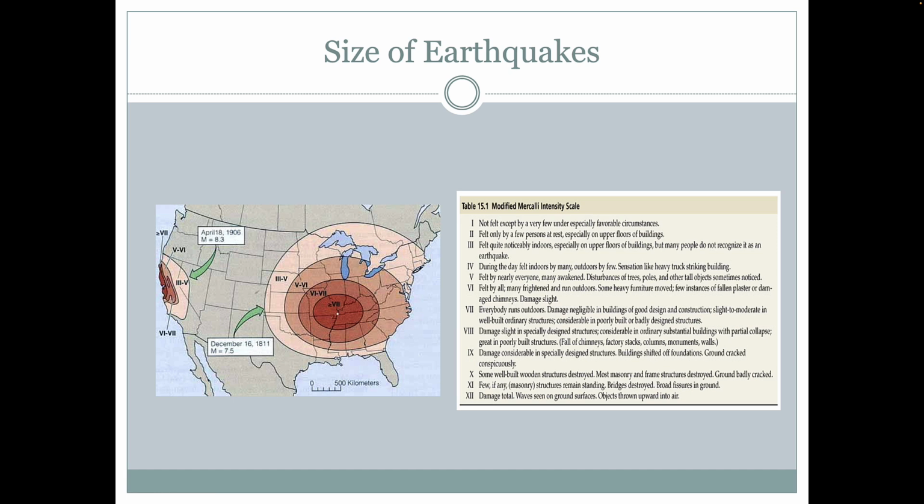So this is what the Modified Mercalli Intensity Scale is based on, Roman numerals 1 through 12. And it can just be done by seeing, once again, what the damage was from an earthquake and how people responded to the earthquake.